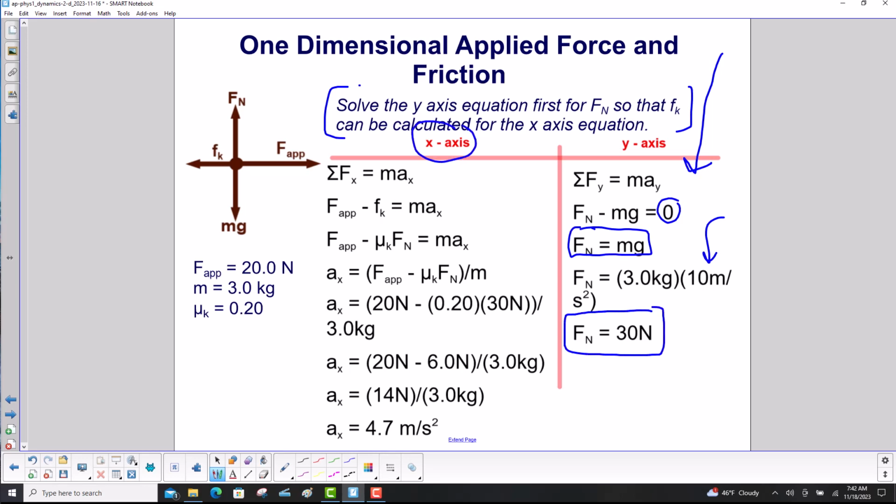Now over to the x-axis. Once again, we start with Newton's second law. We have two forces. The applied force is to the right, friction force is to the left, so it's negative. That equals ma in the x direction. Substitute in the friction force, and then rearrange it so we solve for acceleration. It's always good to do that first, and then only put the numbers in at the very end. We substitute in our givens, do some calculations, and we get the acceleration in the x direction is 4.7 meters per second squared.